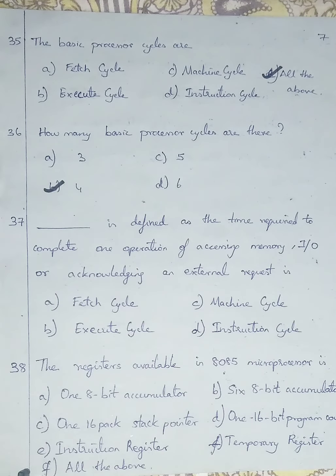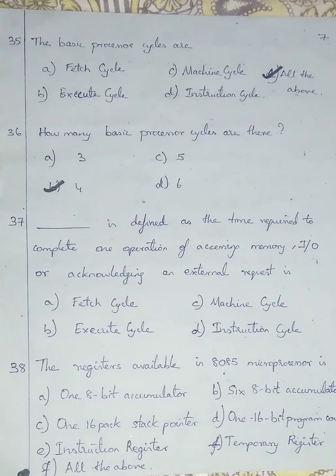Question number 37. Dash is defined as the time required to complete one operation of accessing memory, input, output, or acknowledging an external request. Option A is fetch cycle, option B is execute cycle, option C is machine cycle, and option D is instruction cycle.